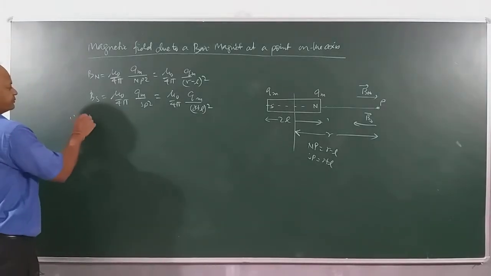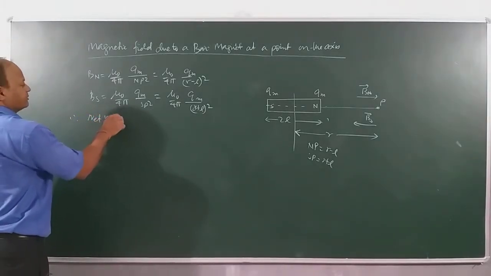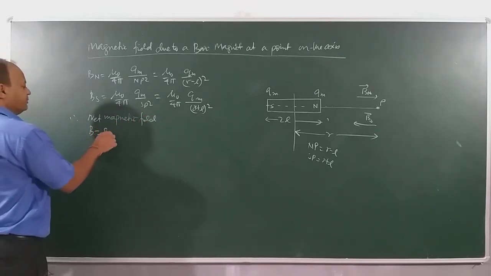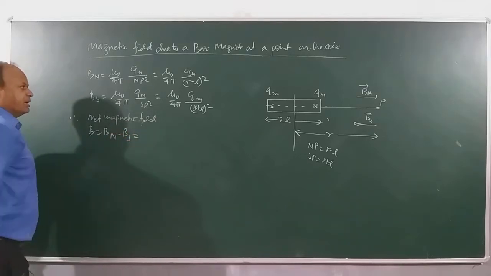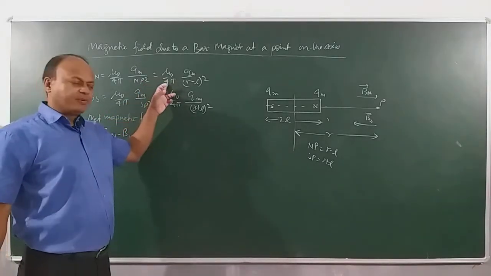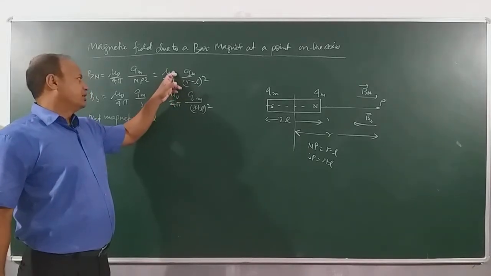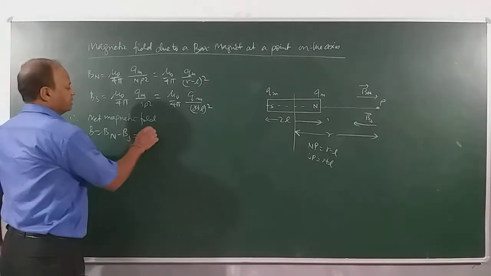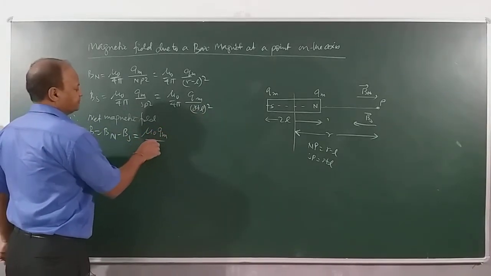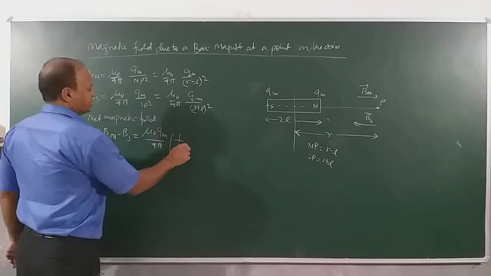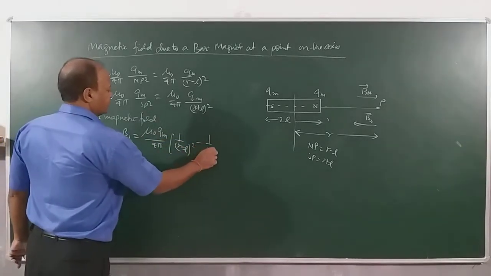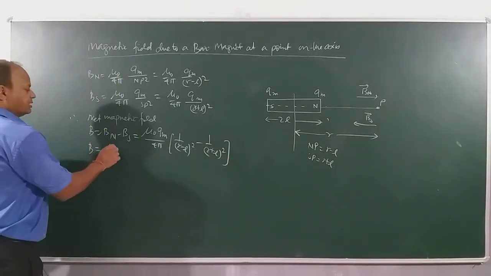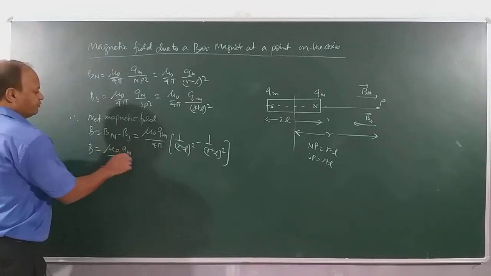Therefore the net magnetic field B will be equal to how much, children? Bn minus Bs. If you do Bn minus Bs, you can see that mu naught by 4 pi is common in both, and Qm is also common. So we can write mu naught into Qm by 4 pi as common, and then we have 1 by (r minus l) whole square minus 1 by (r plus l) whole square, right children? And then B can be written as mu naught Qm by 4 pi.